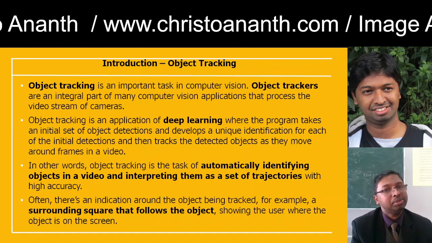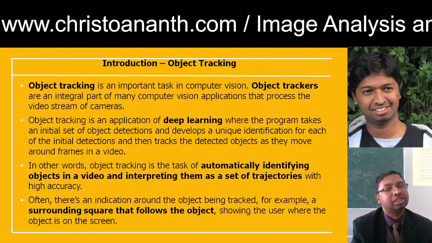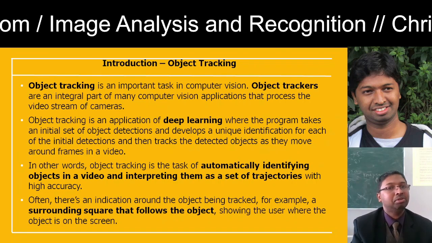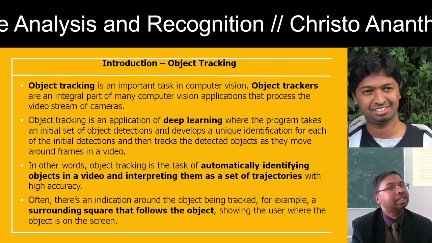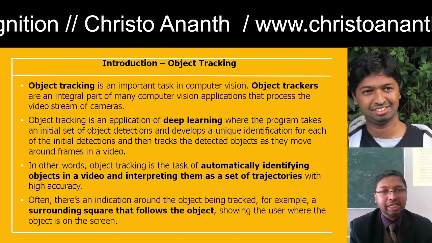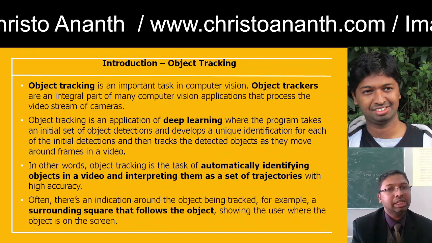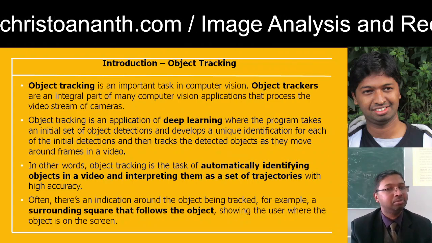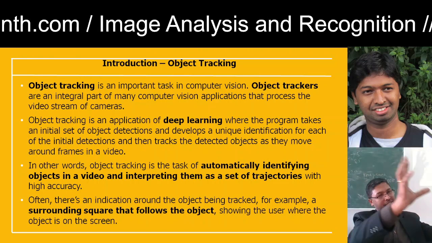Object tracking in deep learning is also a very important task, where the program takes an initial set of object detections and gives a unique identification to each of the initial detections. Then it tracks the detected objects as they move around in the video.